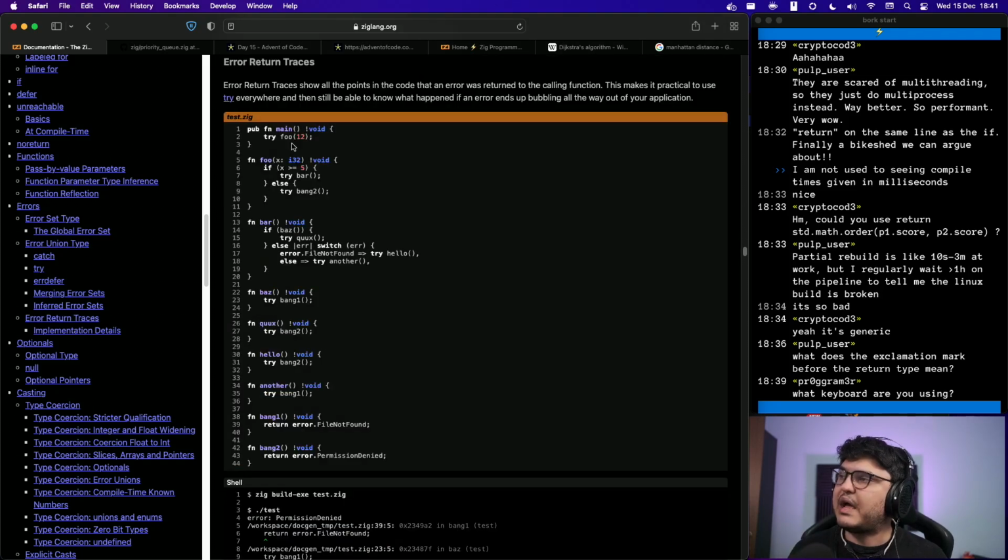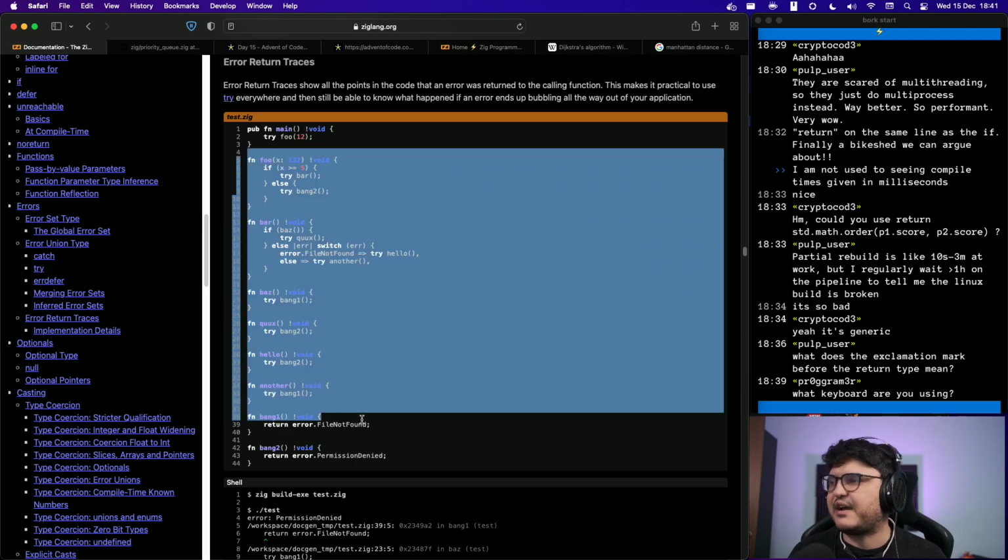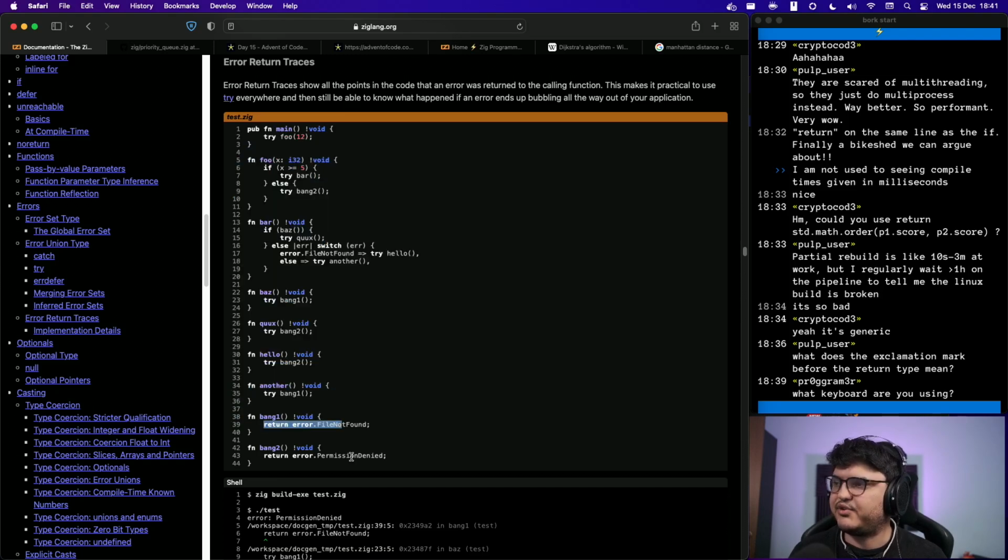But for example, you have a bunch of functions. This function bar, I think, is the deepest one, or maybe not. So main calls into foo, which calls bar and bang2. These functions all call each other, and I think bang1 and bang2 are probably the deepest. So they can return these errors, and you see they have the exclamation marks. The keyword try is basically a shortcut for saying: if this function returns an error, then return it immediately. So they also return errors, because they forward up errors that they get.